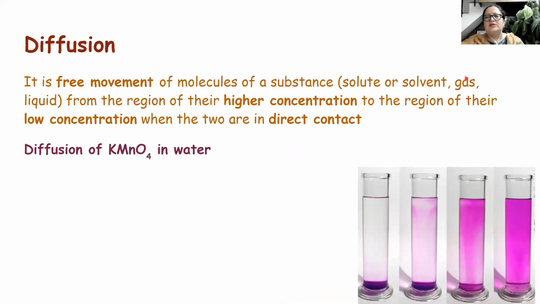Now, if you look at this gas jar, here you have potassium permanganate in its higher concentration. Here the concentration of potassium permanganate is less. So potassium permanganate diffuses upwards. But water concentration is high here, water concentration is low here. So water diffuses downwards till the time both of them have acquired a uniform concentration. This is called diffusion.